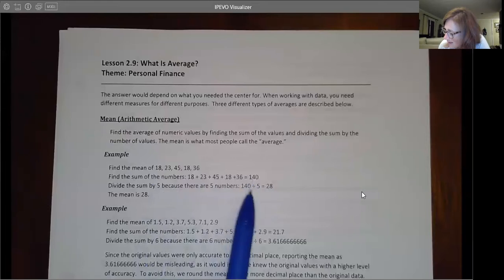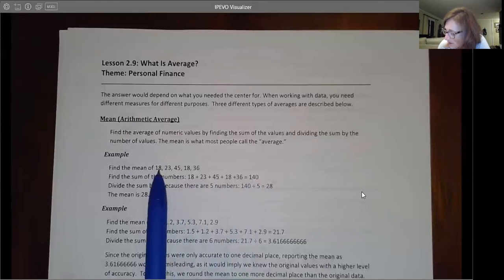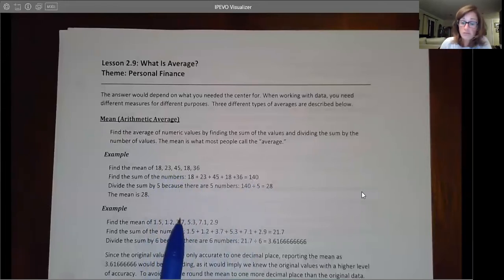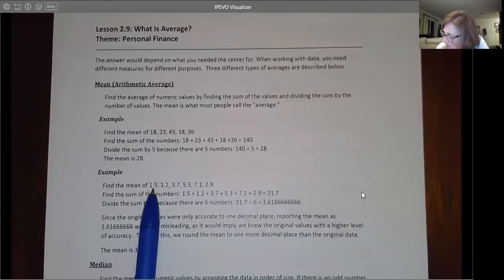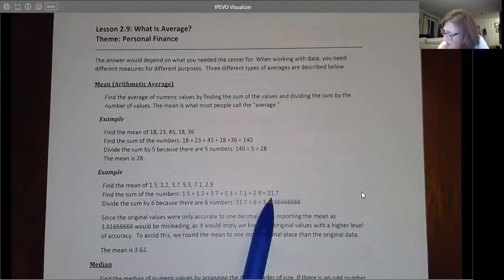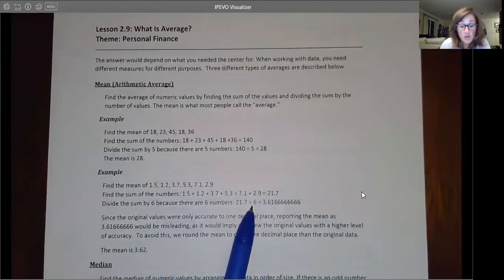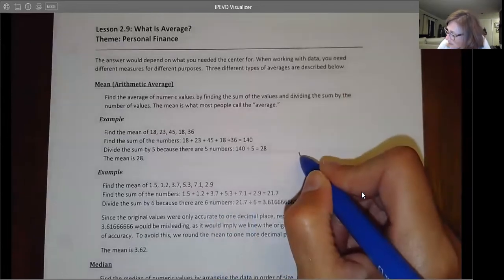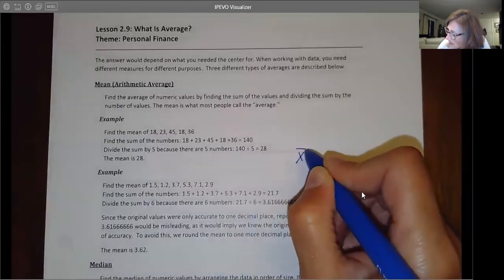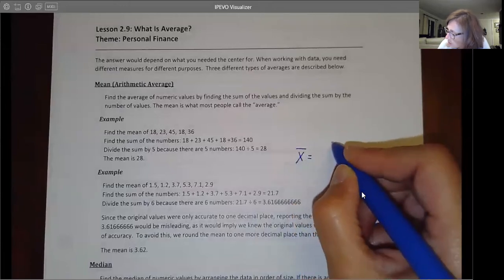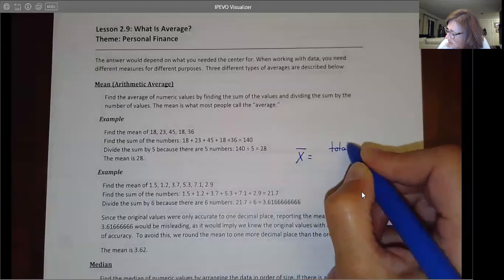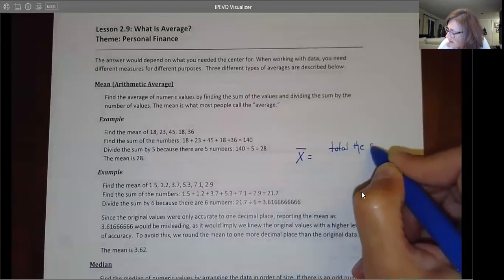So on your calculator, you would add these up, which gives you 140, and then you're going to divide by 5. 5 is the number of pieces of data that we have. Okay? So for this, we've got 1, 2, 3, 4, 5, 6 pieces of data. We add them up, and we divide by the total number of pieces that we have. So the symbol that we're going to use for mean is X bar. And this is what it looks like. We're going to total the given data.